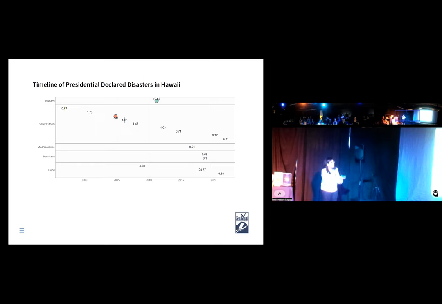So in this figure, we're just trying to plot the amount of claims paid by FEMA after these disasters. So for example, as we can see, the one on the right, these are in USD, in million dollars. So as we can see, after the flood that occurred in 2018, the amount of claims paid by FEMA was almost $29 million.